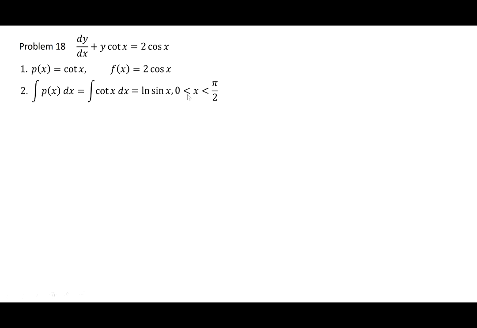And the idea is we need to pick an interval where these things are continuous, and there are no discontinuities causing differentiability problems. So I just happen to pick the interval 0 to pi half. And also on the interval 0 to pi half, sine x is clearly positive.